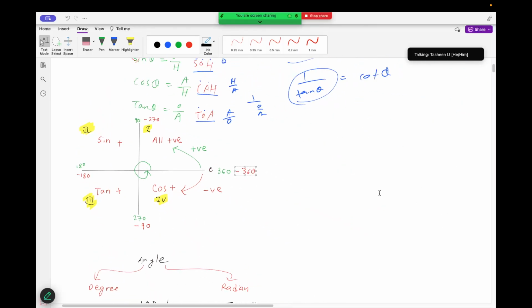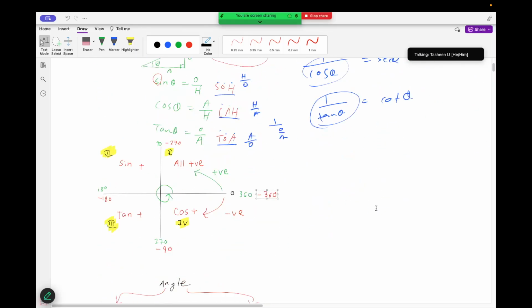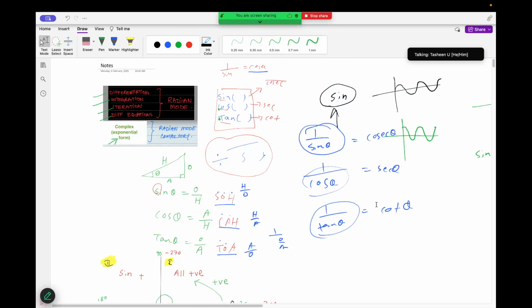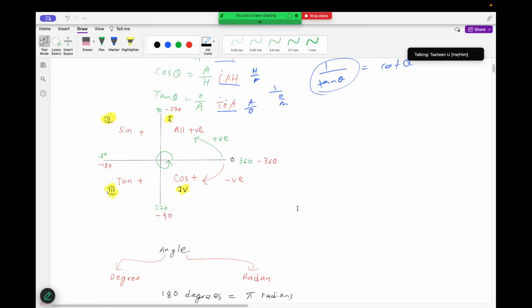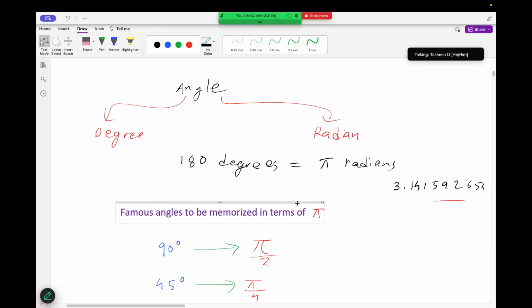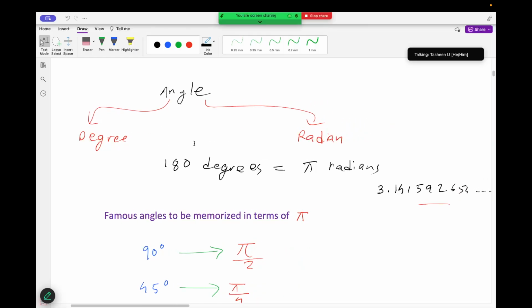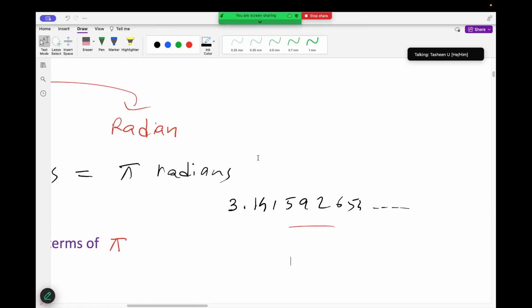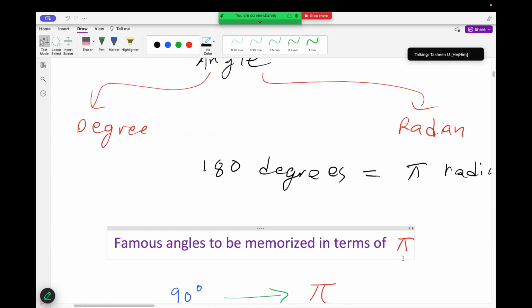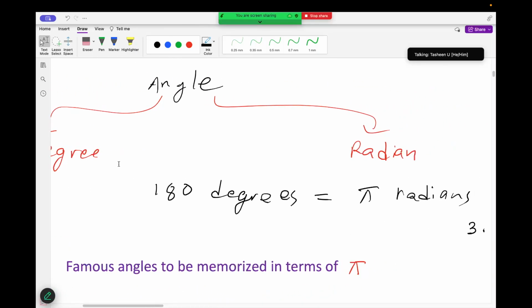Since you are already familiar with this, I don't want to waste much time here and will get into the real topic that we will discuss today, the advanced portion. You know that angles can be measured in degrees and radians. And how do you convert from degree to radian? You just remember 180 degrees equals pi radians. Pi is 3.14, the never-ending irrational number. So just know that 180 degrees is pi radians, and you can convert anything else.